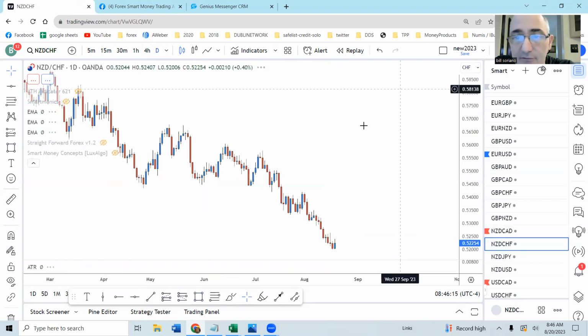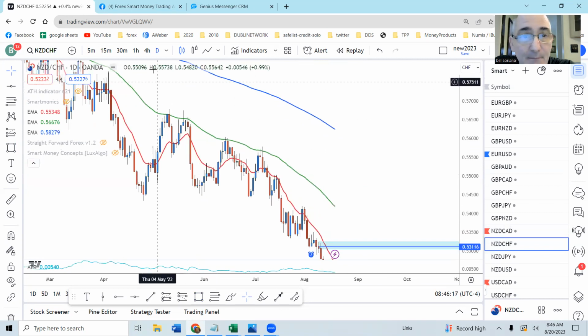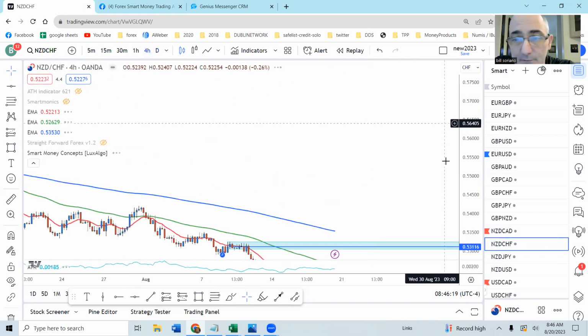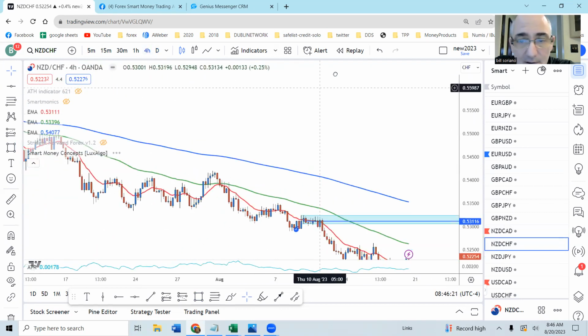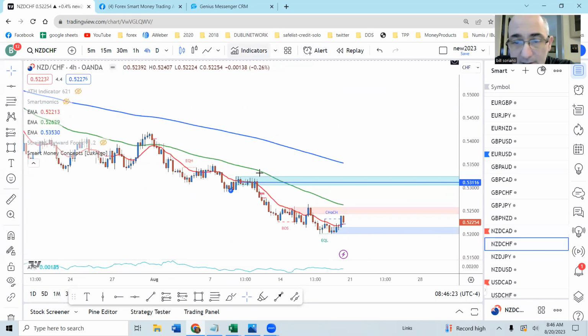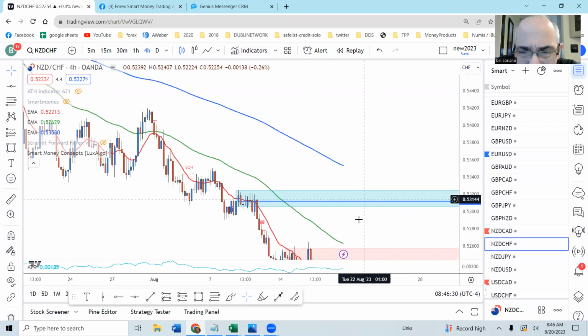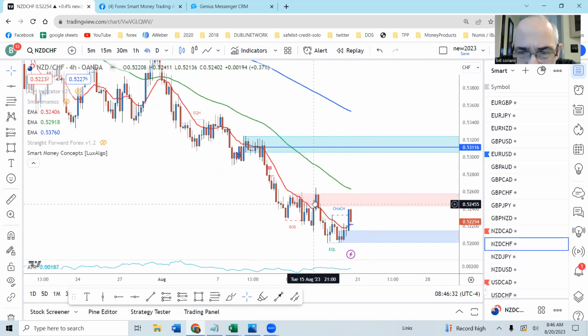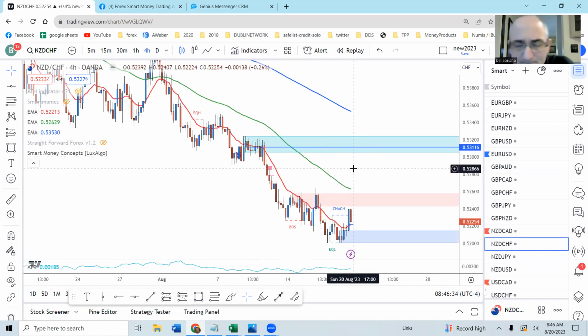NZD CHF has a big bearish downtrend on this. The order flow is definitely down. Looking at the 4-hour, we did get a new break of structure. We have a new area that we could trade from, but we don't get an engulfing candle here.